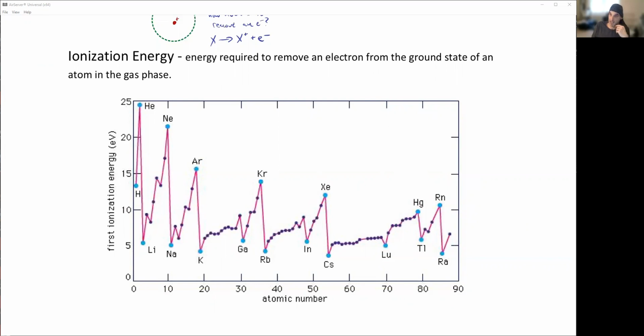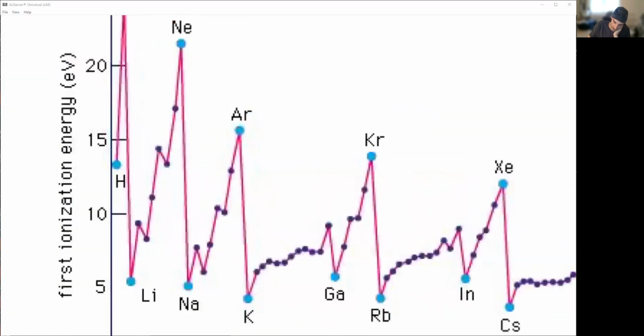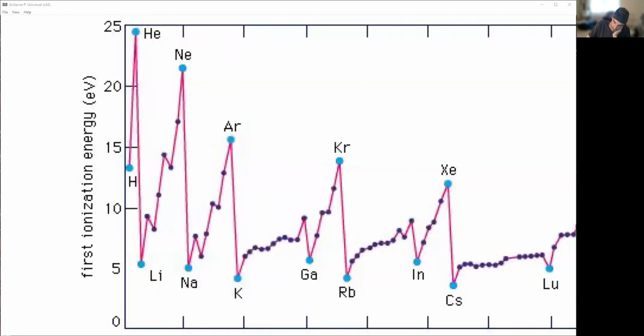So from left to right, we tend to see an increase across a period. Across a period, you tend to see an increase in ionization energy. But there are a couple of anomalies that you need to be aware of. We need to take a look. So here is my lithium to neon. What we notice is, and we're going to talk about these in class in more detail.